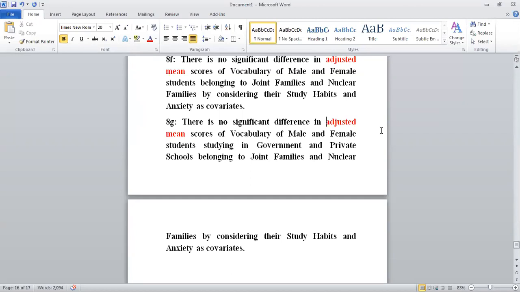So now you have understood. If you write your objectives very clearly, pinpointedly, then writing hypothesis is not at all a difficult activity. It is a very simple activity. Okay. Now let me go and share another one.